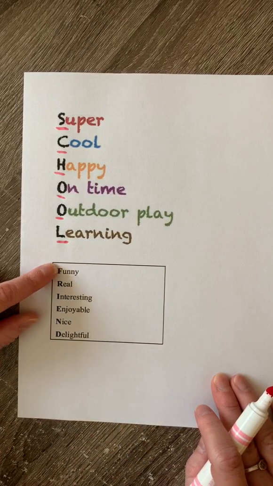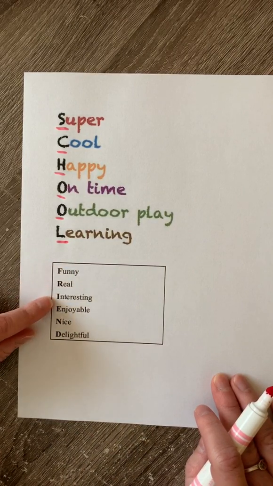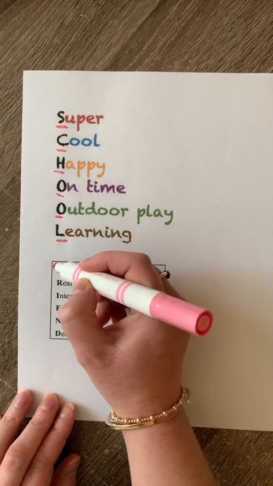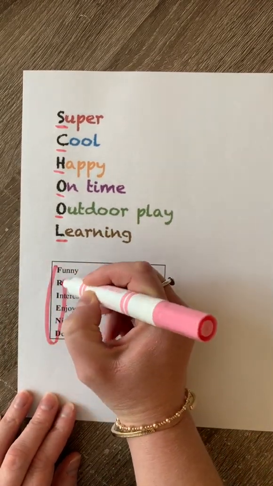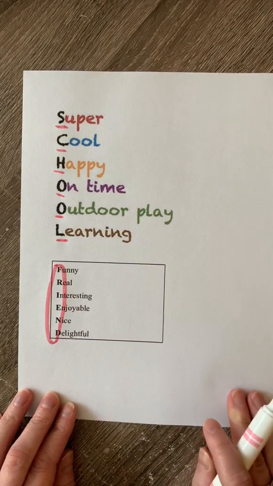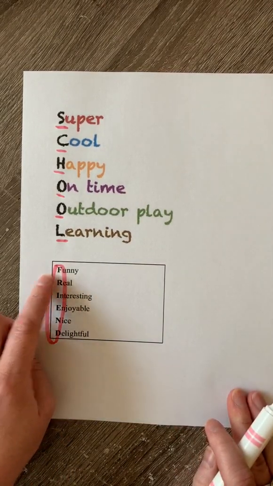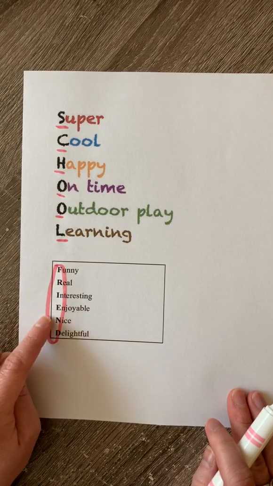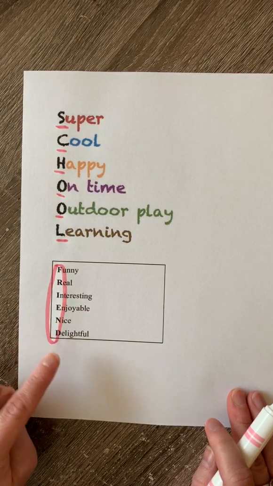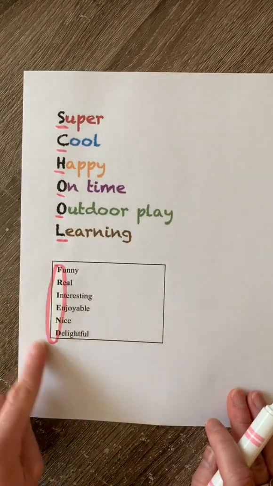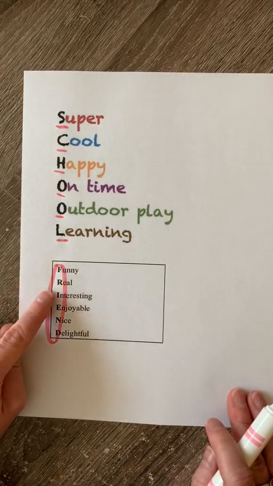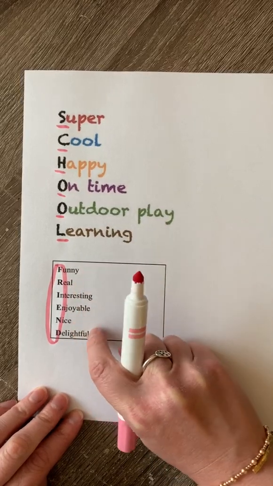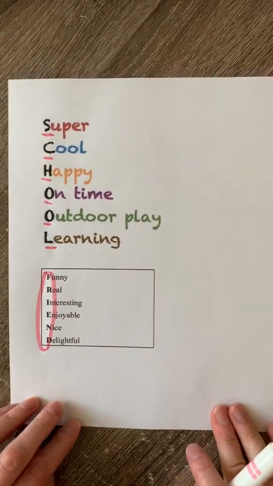Let's look at the letters that spell the word F-R-I-E-N-D, friend. This poem must be about friends. Let's read it together. Funny, real, interesting, enjoyable, nice, delightful. The poet who wrote this acrostic poem used each letter of the word friend and made each line of the poem an adjective about friends.